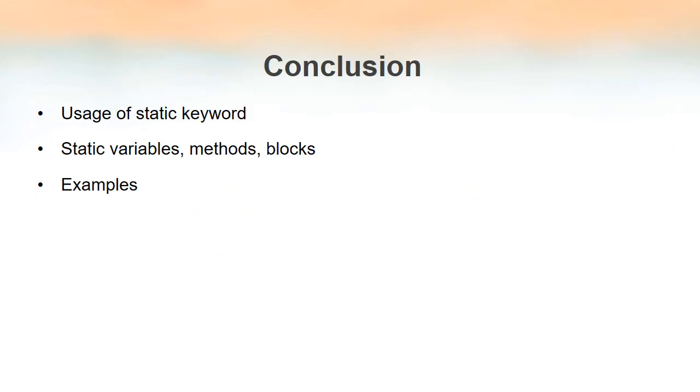We have seen the different usages of the static keyword, and by now we understood why we have to make the main method static. We also discussed static variables, static methods and static blocks, and we have seen some examples also.